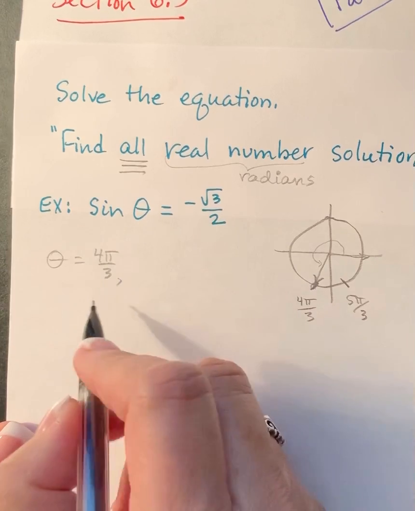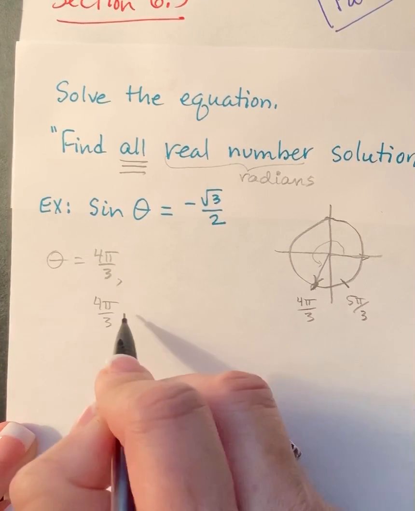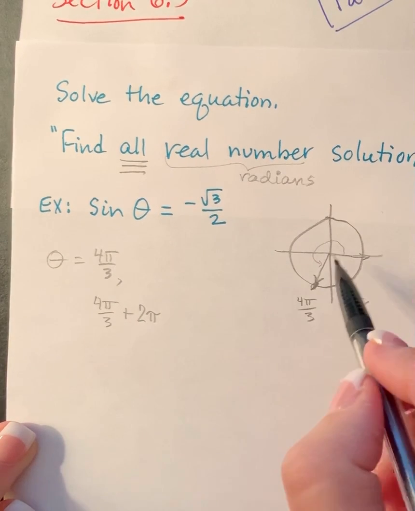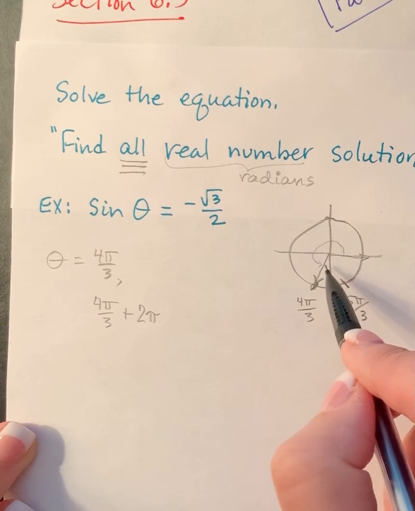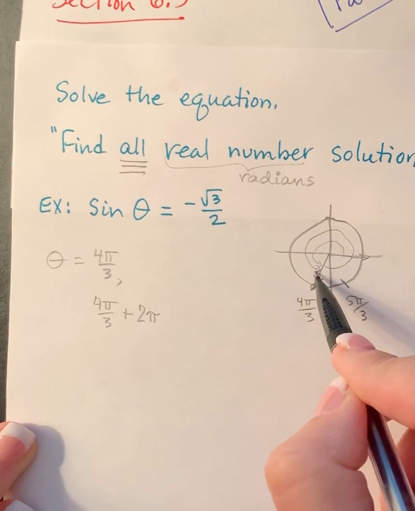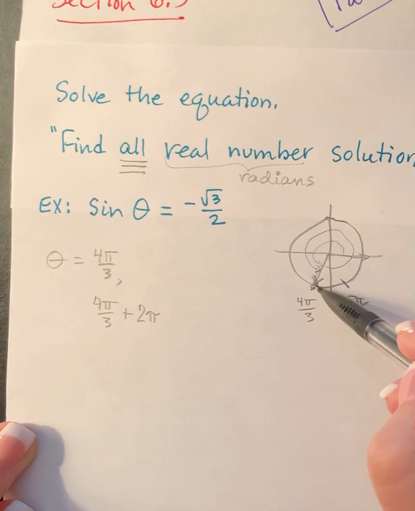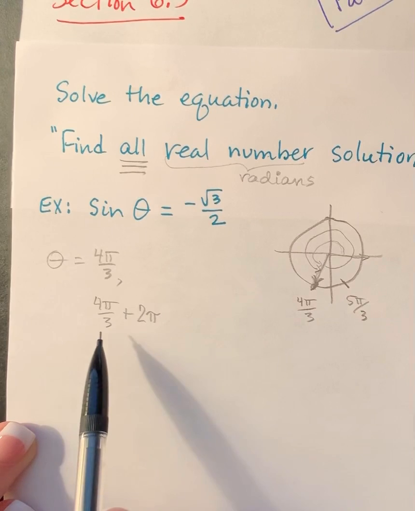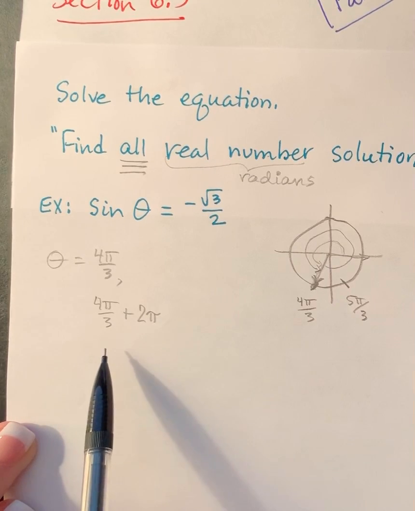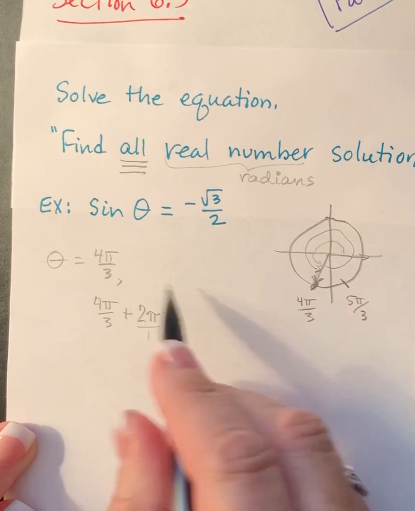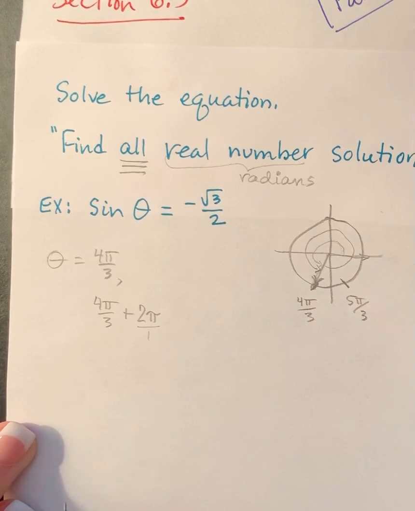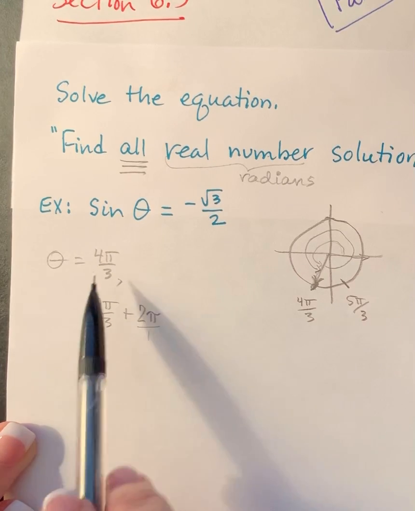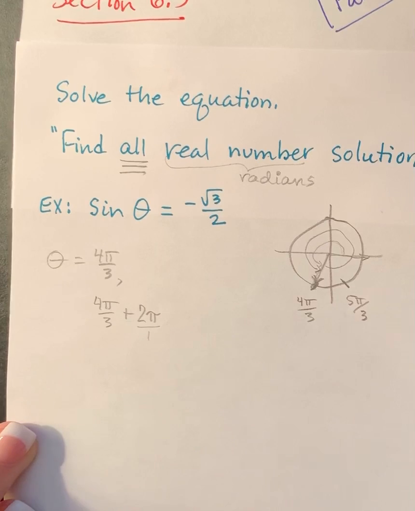Now, you could also say 4 pi over 3 plus 2 pi is an answer, because if you rotated 4 pi over 3 and then rotated an additional full revolution, you would be at the same terminal place. And so this angle here will have the same sine value. We could go ahead and add this together and get common denominators, but just understand this angle is a different one than 4 pi over 3. It is coterminal with 4 pi over 3. So that would be another answer.